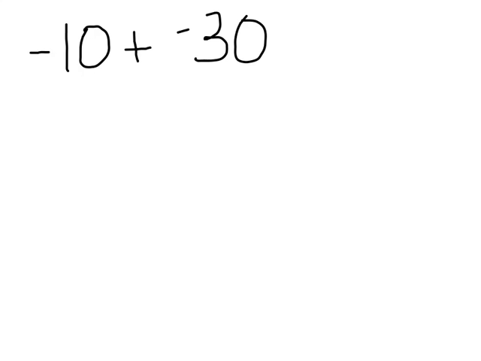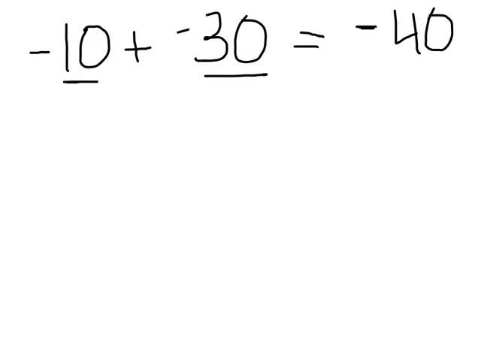All right, let's look at this one. Negative 10 plus negative 30. The rules here are pretty simple. If I'm adding and my signs are the same, I'm always going to keep the same sign. In this case, it's negative. Then all I have to do is add my coefficients. 10 plus 30 is going to leave me with 40. So my answer here is negative 40.